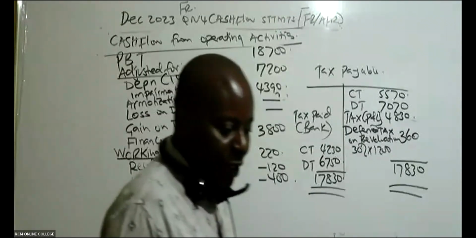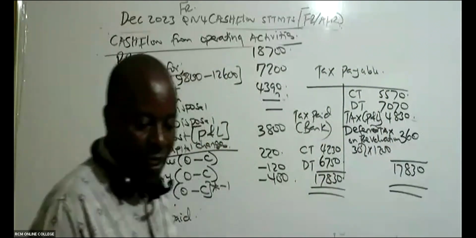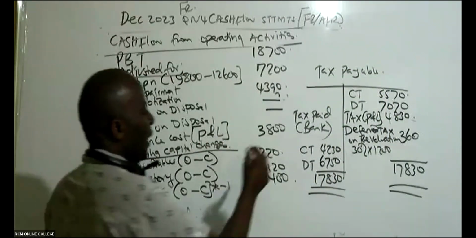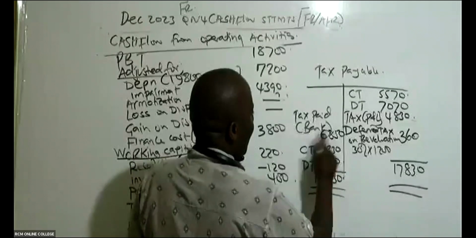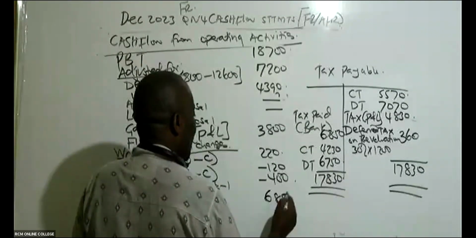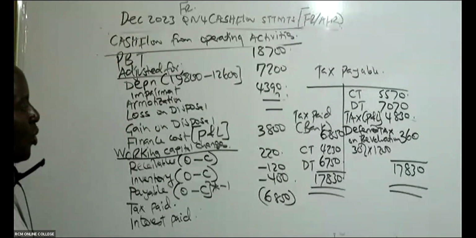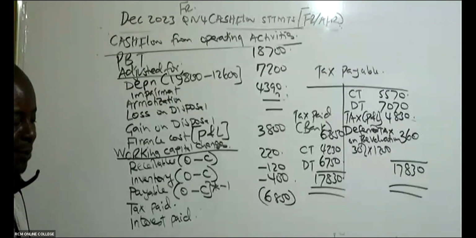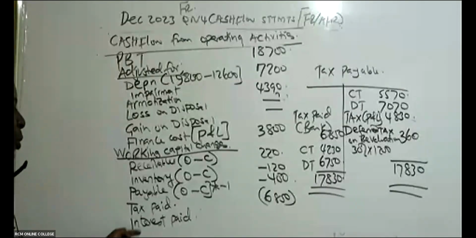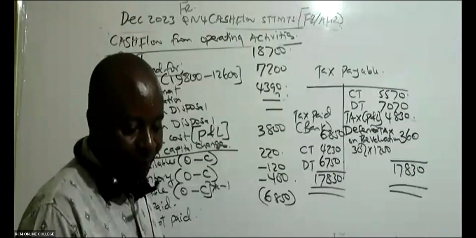They are getting a figure of 6850. It's tax paid. So since it's paid, of course, it will be negative. You put this in brackets or negative. And then you'll be able to go to the interest paid.